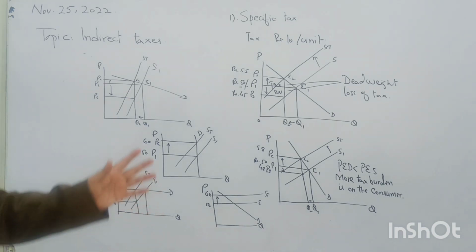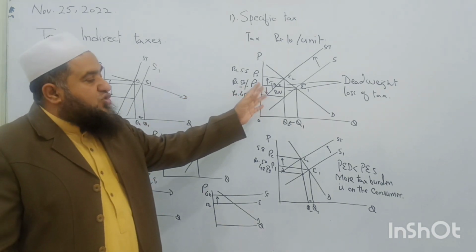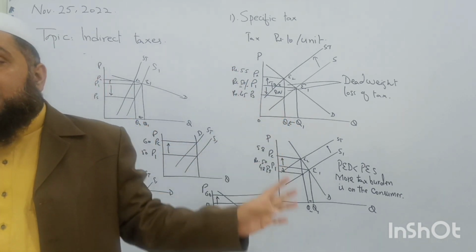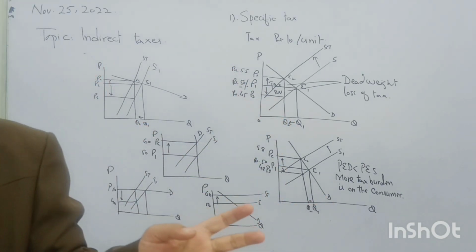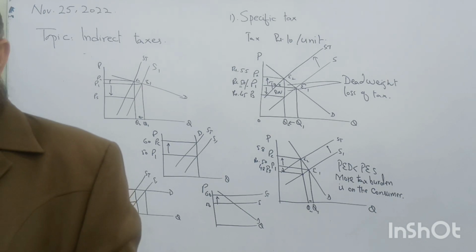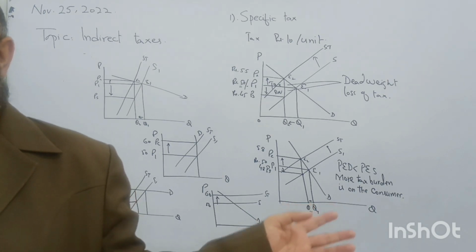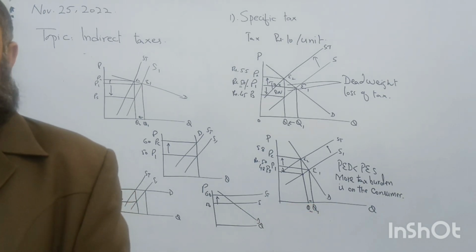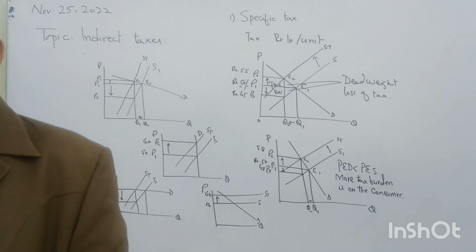Or if it is in between, it depends on the relative price elasticities of demand and supply. So if demand is inelastic, consumers will bear more burden, and if supply is inelastic, then sellers will bear more burden of the tax. Clear? This is the end of specific tax.